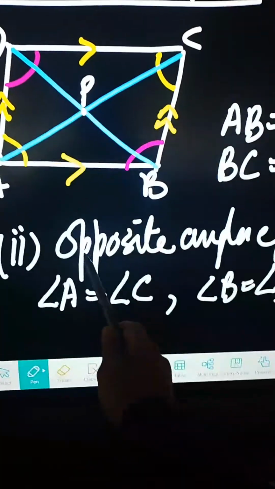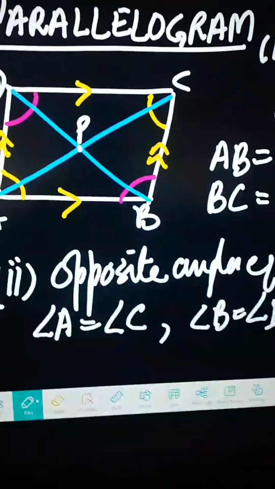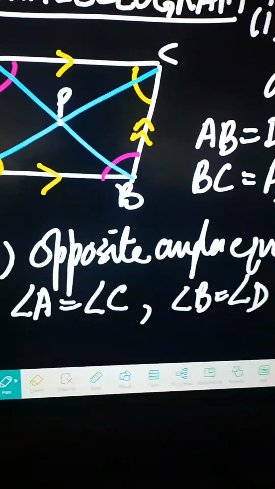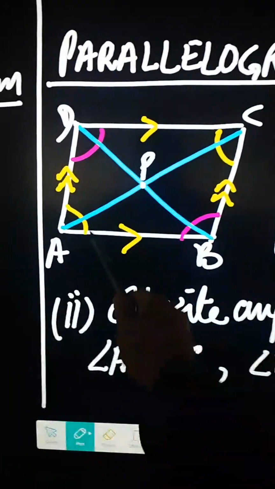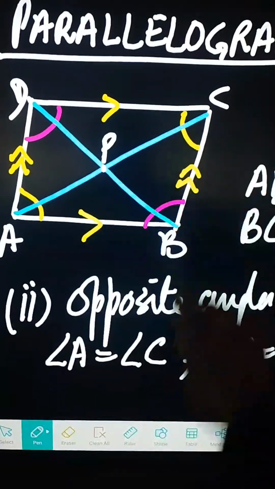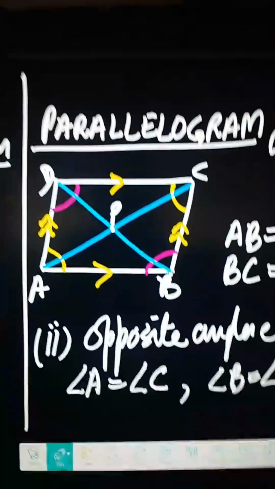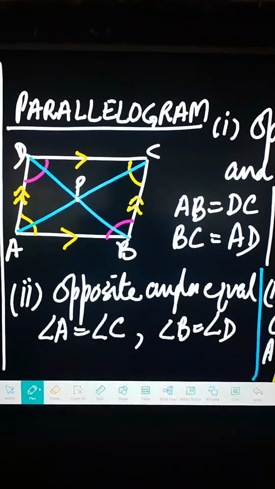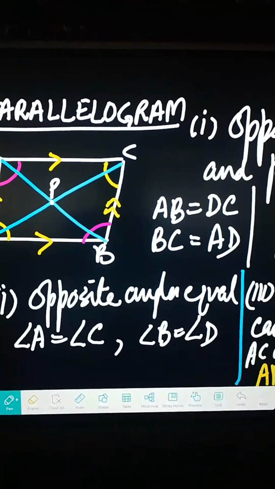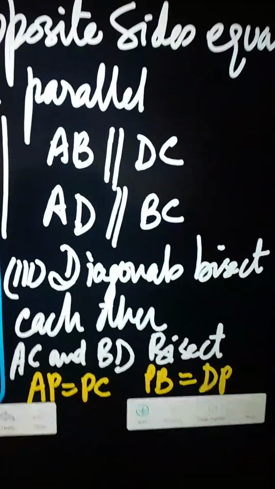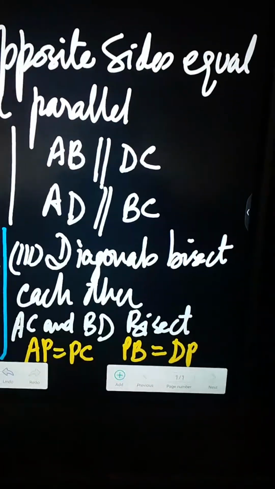The second property is that it has opposite angles equal. You can see this recording again, you will understand. Opposite angle means angle A is equal to angle C and angle B is equal to angle D. The two angles will be equal. They are equal. Then the next property is that diagonals bisect each other.